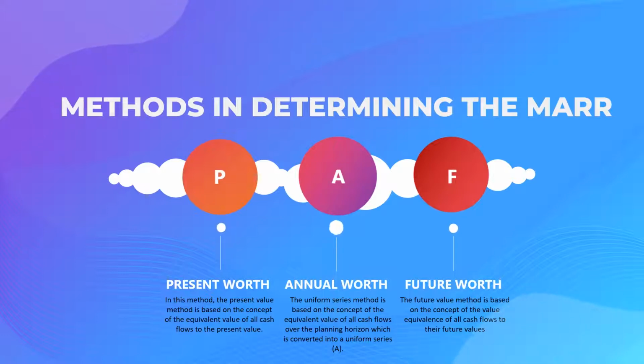The higher the minimum attractive rate of return used, the lower the p-value, as well as the farther the cash flow that occurs, the lower the p. 2. Uniform series method, or annual worth. The uniform series method is based on the concept of the equivalent value of all cash flows over the planning horizon, which is converted into a uniform series, A. The annual worth is also the same as the present worth.